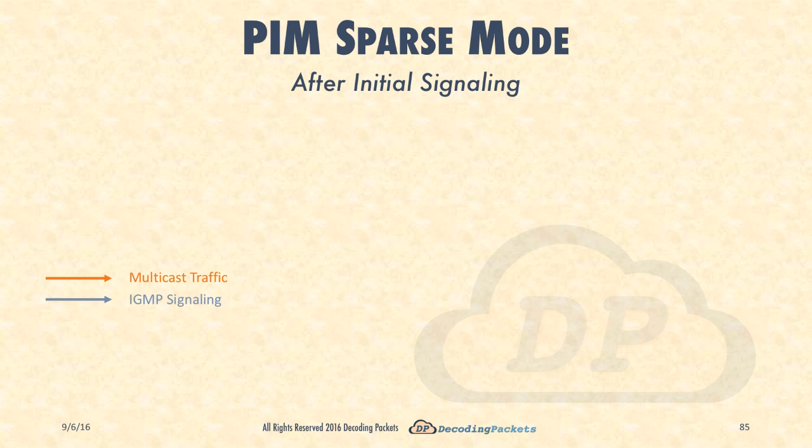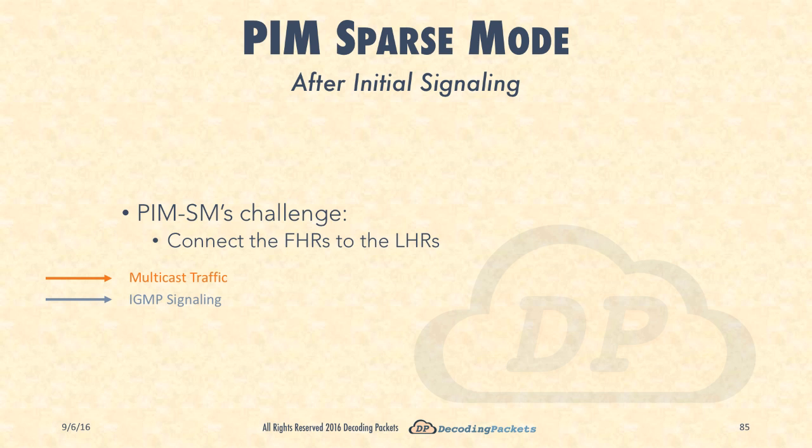So now we are going to discuss what the network looks like once the initial signaling happens. What is PIM Sparse Mode's challenge? Like any other multicast routing protocol, it needs to connect the FHRs, which are purportedly connected to sources, to the LHRs, which are purportedly connected to the receivers. That is their definition, so we need to connect the two of them.